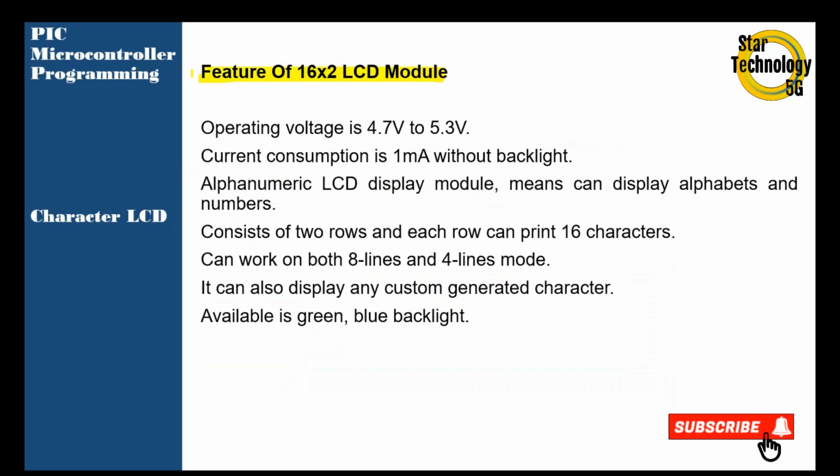Features of the 16:2 LCD module: operating voltage is 4.7 to 5.3 volt. Current consumption is 1 mA without backlight. Alphanumeric LCD display module, means it can display alphabets and numbers. Consists of 2 rows and each row can print 16 characters. Can work on both 8-bit and 4-bit modes. It can also display any custom generated character, available in green or blue backlight.